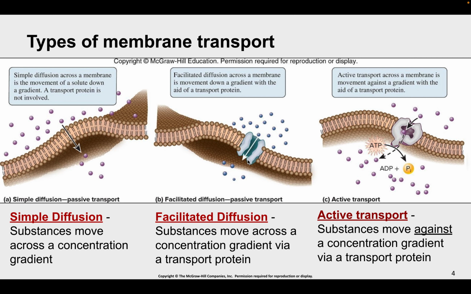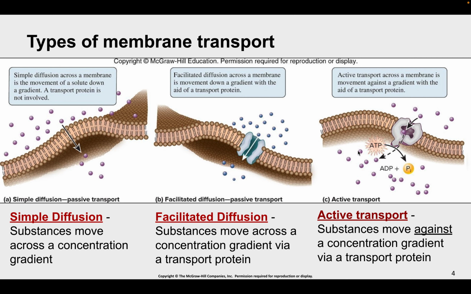The last type of transport that we will talk about is active transport. And this active transport is where substances are now moving against their gradient. So unlike simple diffusion and facilitated diffusion, where molecules are moving from an area of high concentration to an area of low concentration, now in active transport, we have the opposite. Now we have molecules moving from an area of low concentration to an area of high concentration.